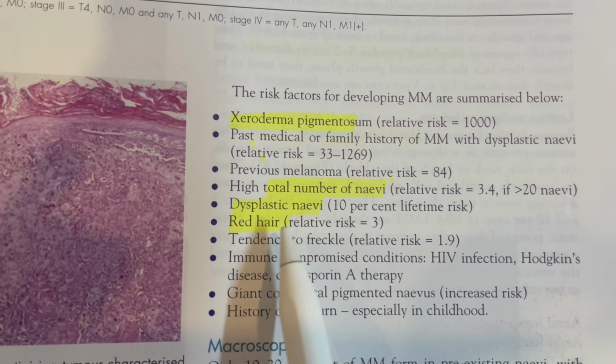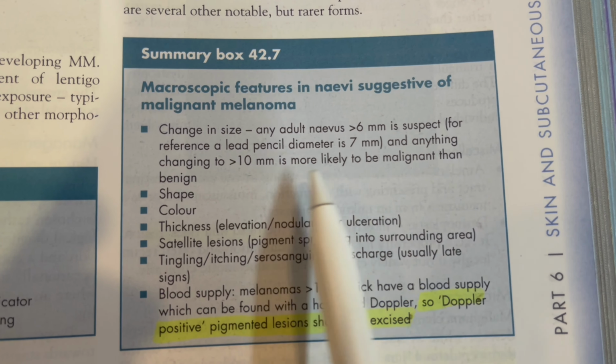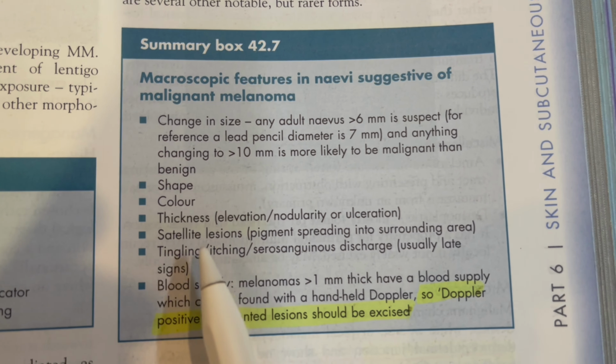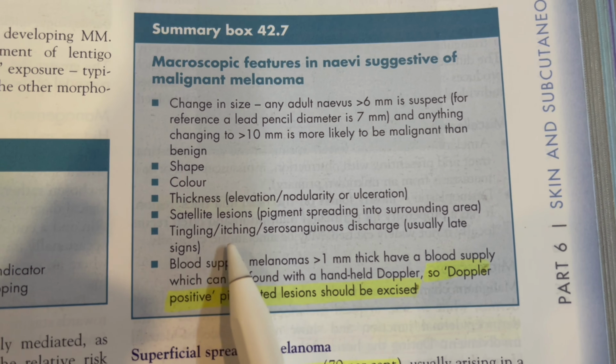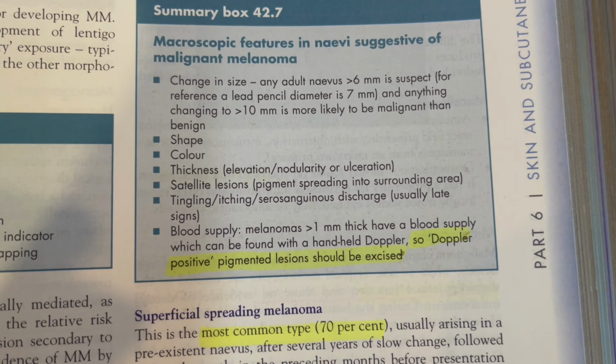How to suspect? Macroscopic features in a nevus suggestive of malignancy, a nevus converting into melanoma: change in size, more than 6 millimeter is suspect. Then anything changing in shape, color, thickness, satellite lesions, tingling, itching, serosanguinous discharge, blood supply. So these are the causes for suspicion.